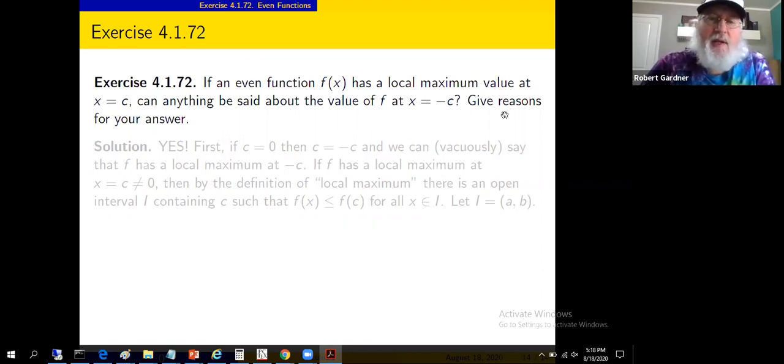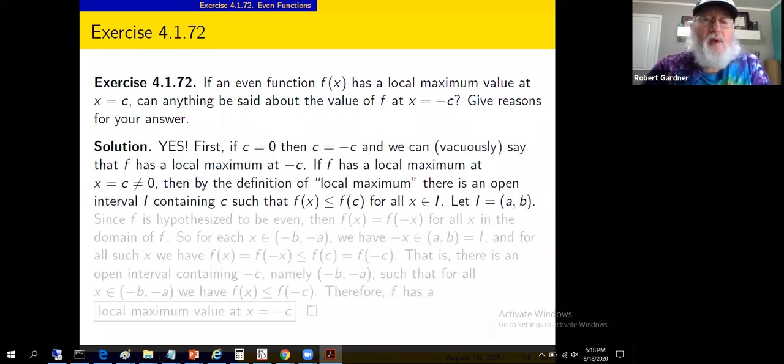Well, let's give reasons, but let's give somewhat more calculus-related reasons. First off, if c is 0, then c and negative c are 0 and negative 0. It's the same thing. We can say it's got a local maximum at negative c because negative c and c are the same, and it's got a local maximum at c itself. Just a caveat there of what happens when c equals 0. Otherwise, if c is not 0, then things get more interesting.